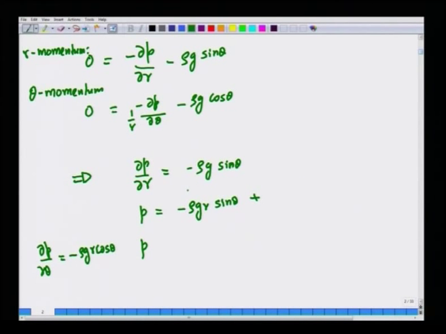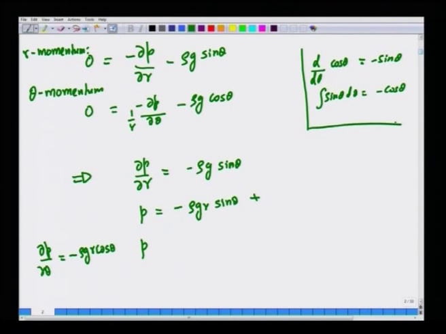Let me redo this again. If I integrate the r momentum equation partially with respect to the r direction, so integral of sin theta, d by d theta of cos theta is minus sin theta. So integral of sin theta is minus cosine theta plus a constant. I'm sorry, this is integrated only with respect to r. So I'm not integrating with respect to theta. We'll come to that later. But the key thing is that this constant will be a function of both theta and z, because I'm only partially integrating with respect to r.